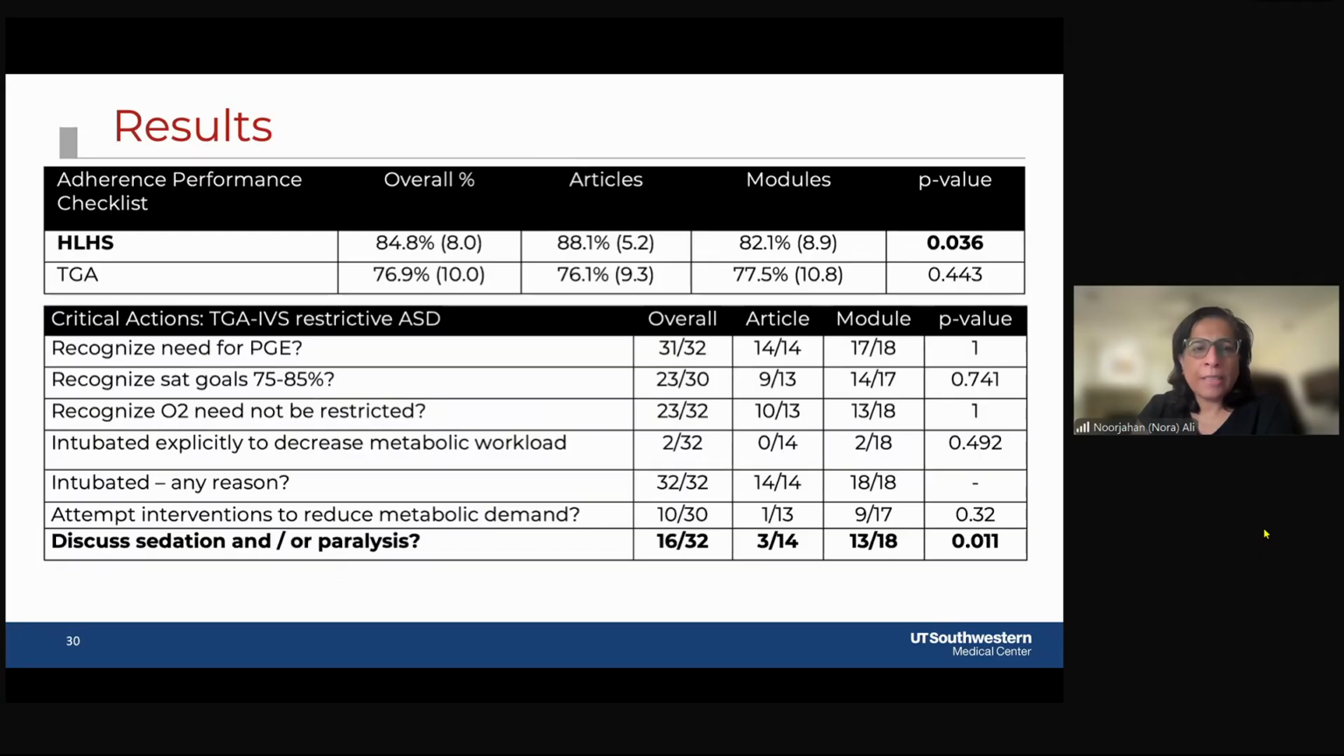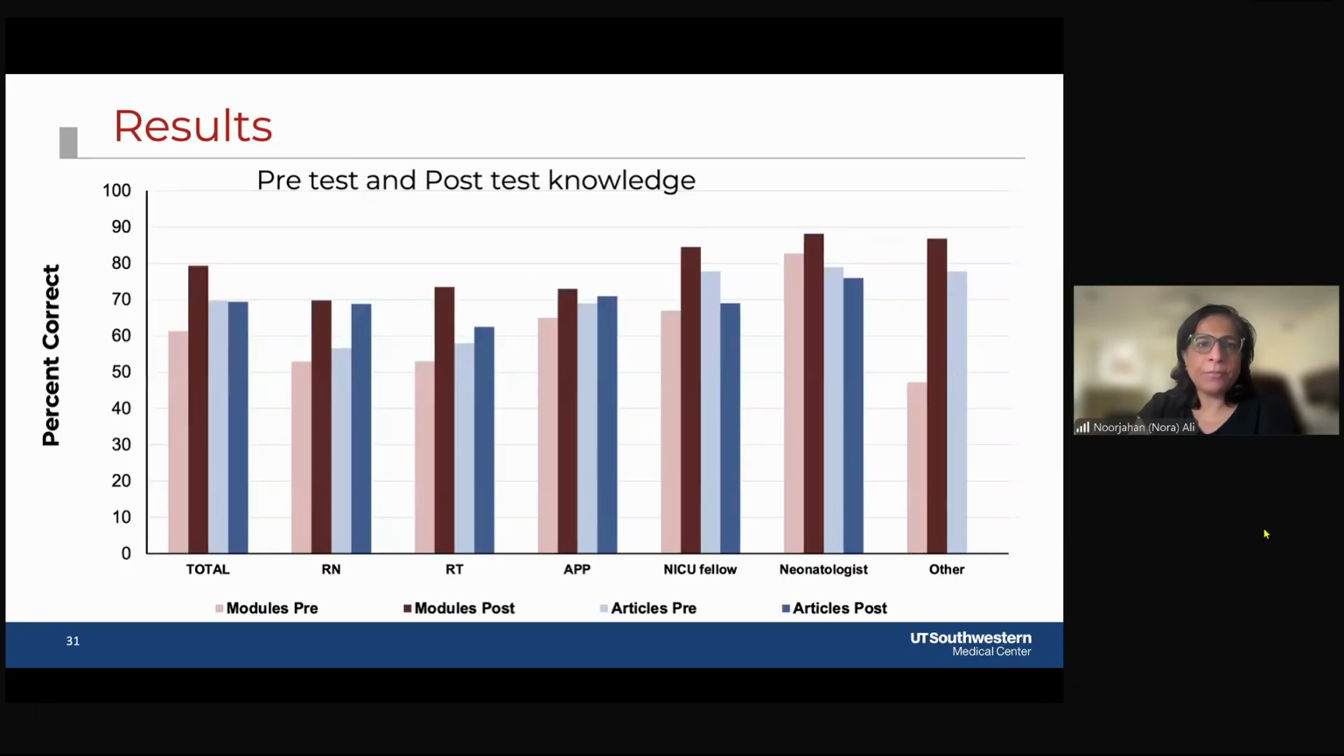Similar with our hypoplastic left heart, some of our critical steps like PGE, stat goals, etc. There wasn't much difference between the group that got the article and the group that got the modules. So what about the knowledge? Not surprisingly, when you get some information, of course, your knowledge increases.